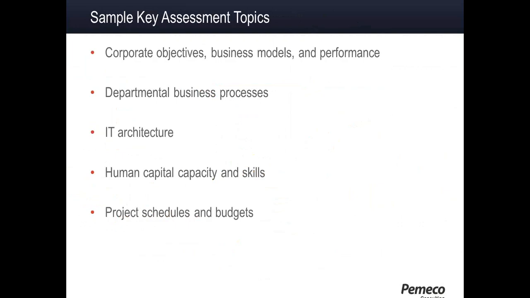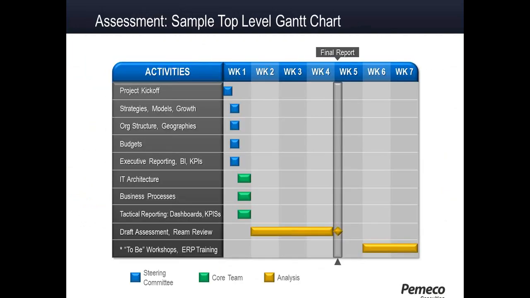Okay, a sample of some of the key assessment topics that we're going to look at. And again, this reflects a little bit on what Jonathan had talked about, but the overall structure around this is starting with your corporate objectives. We're going to look at your business models and the performance, good, bad, or indifferent, what your departmental business processes are, how they're broken out, what the IT architecture is that supports that, what kind of human capital you have, what's your capacity, what's the skill sets, and then we'll look at the project schedules and budgets.